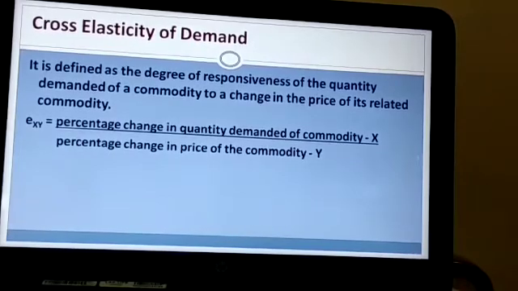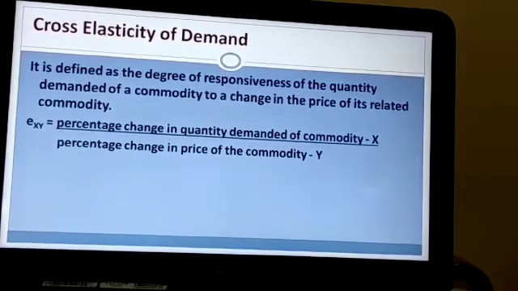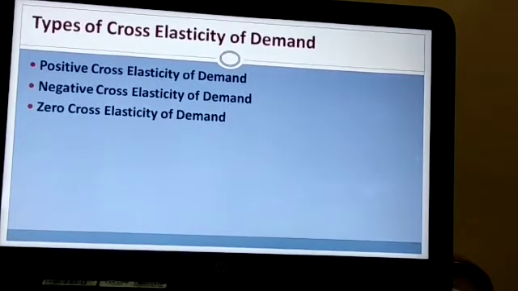What is the extent of change, or what is the amount of change? So moving on to the formula: percentage change in quantity demanded of commodity X divided by percentage change in price of the commodity Y. What does the formula mean? It means how and by what extent the quantity demanded of commodity X changes due to change in price of the commodity Y. Now, there are three types of cross elasticity of demand: positive, negative and zero.